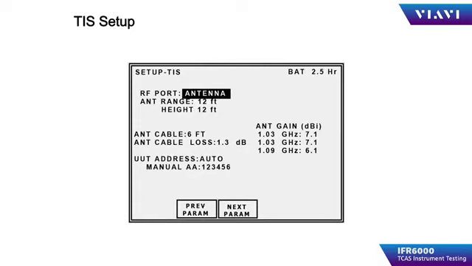Setup for traffic information system is similar to any of the other modes inside of the IFR6000. Pressing Run Test on the IFR6000 will engage the scenario as set up by the operator. The configured target should be displayed on the traffic information system display.